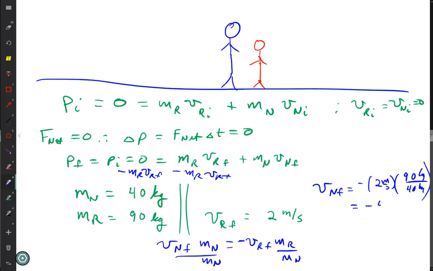I should be able to do this better. I sometimes feel like an idiot when I don't do my math easily. Minus 4.5 meters per second. It was easy. And so she should have been going a little bit more than twice as fast as me. What does the minus sign mean? Opposite direction. That's how it should have happened.